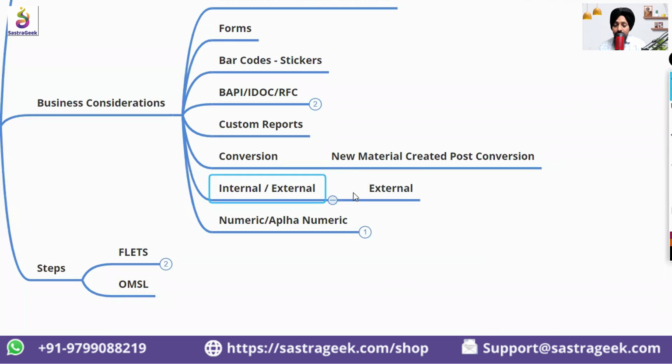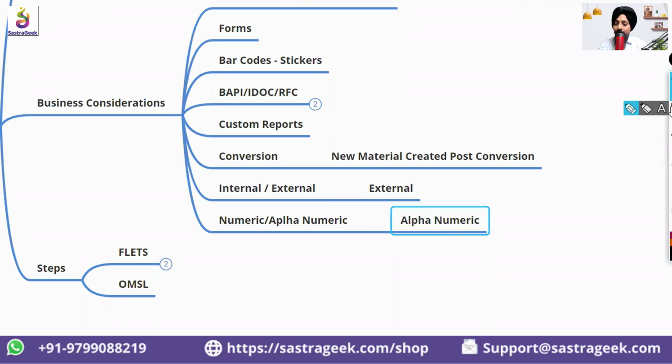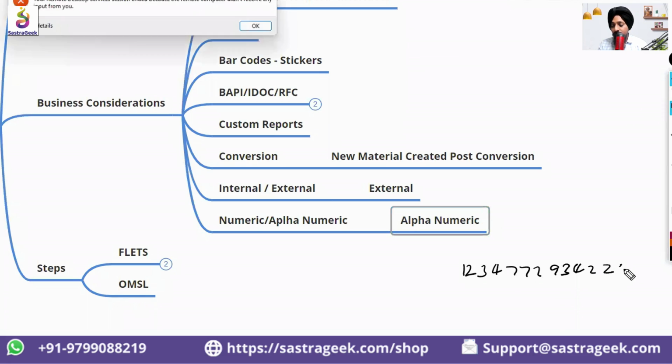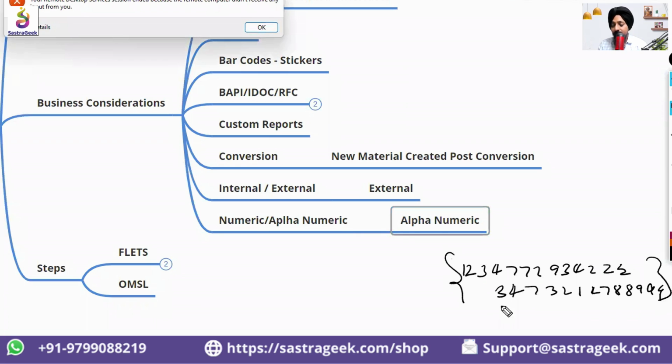Internal or external? Only external numbers are supported. Internal numbers are not supported. Numeric or alphanumeric? Only alphanumeric is supported. Even though you activate FLETS 40 character, you cannot create a material like this: 1 2 3 4 7 7 7 9 3 4 2 2 2 3 4 7 3 2 1 4 7 8 8 9 9 9. You cannot create material like this. This is not supported, boss.